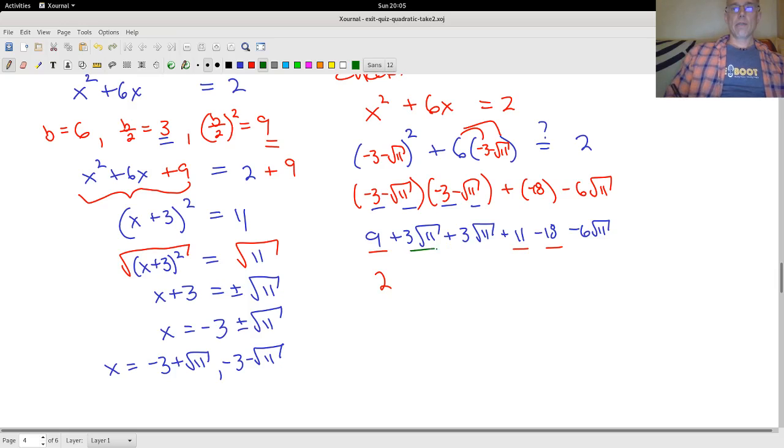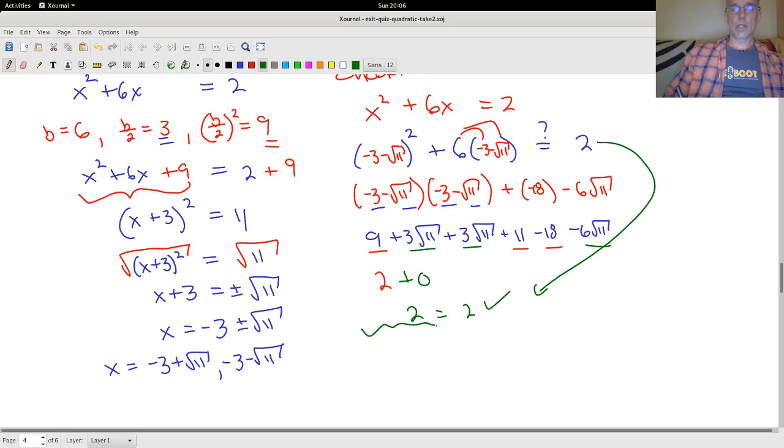And then I have 3 square root of 11 plus 3 square root of 11. That would be 6 square roots of 11 minus 6 square roots of 11. That would be a plus 0. So altogether on this side I get a 2, which matches the 2 I found on the other side. So I get 2 equals 2. Check.